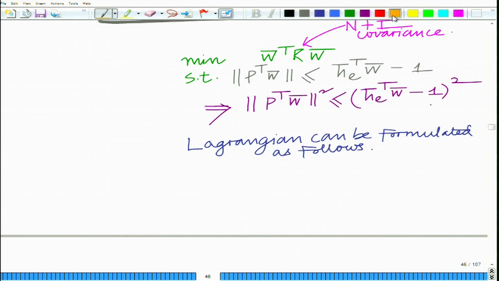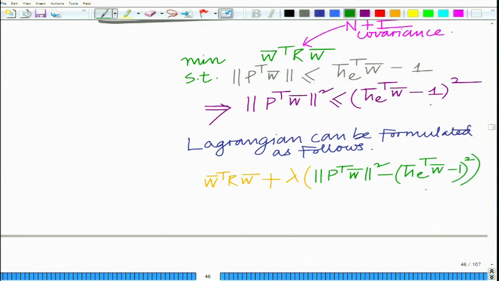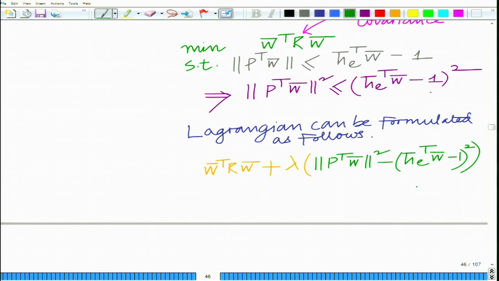The Lagrangian can be formulated as follows. So, that will be W bar transpose R W bar plus lambda times the constraint, that is, norm of P transpose W bar square minus H bar E transpose W bar minus 1 whole square. Okay. So, this is the Lagrangian. The Lagrangian is obviously a function of W bar and lambda, so you can write this as f of W bar comma lambda.